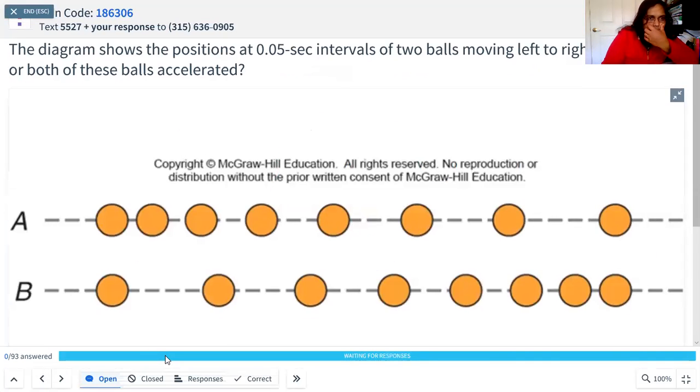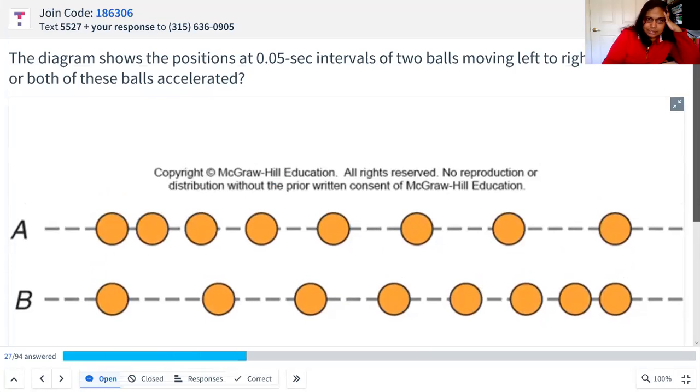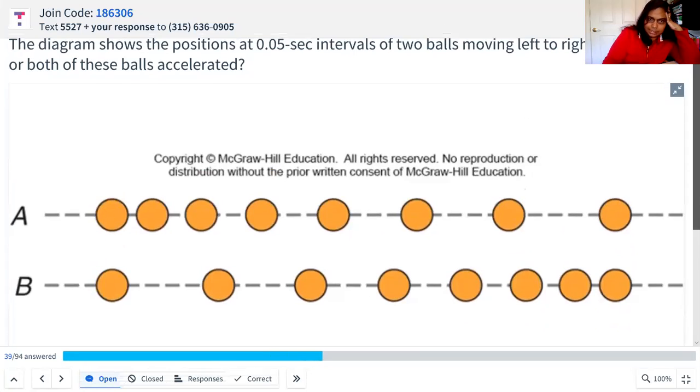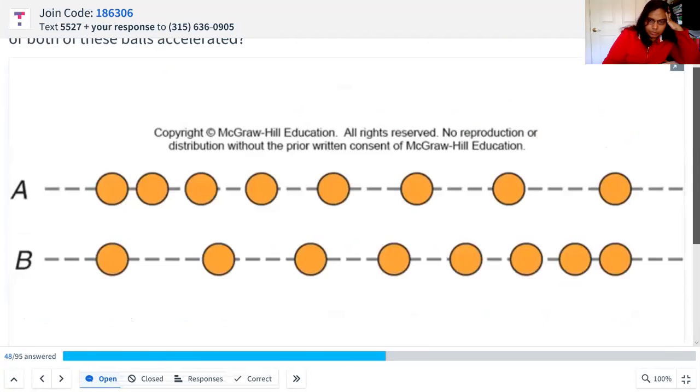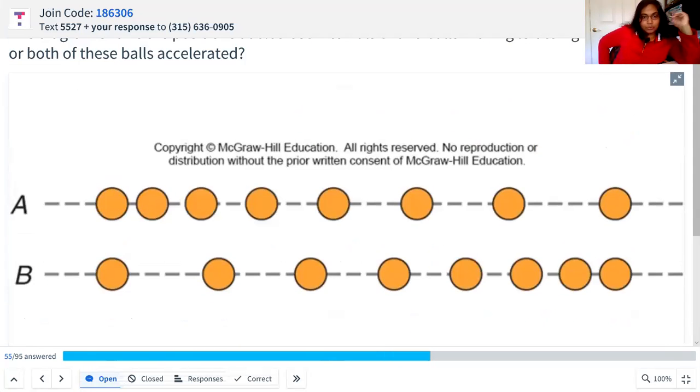Okay, here there are two motion diagrams for particle A and B, and the time intervals are 0.05 seconds, of two balls, and it's moving from left to the right. Do we have any of these balls that's accelerated, or are both of those accelerating? We consider the negative acceleration as acceleration. So slowing down or speeding up, both means acceleration. So what you're going to check is the gaps, okay?